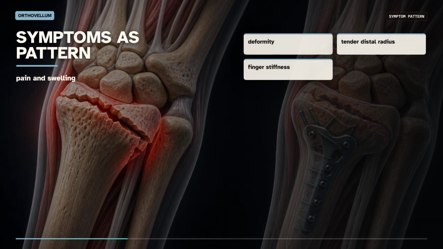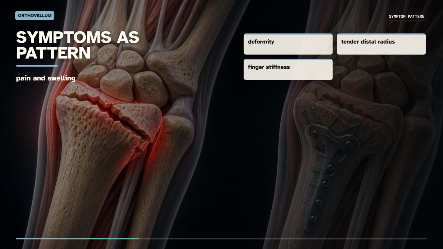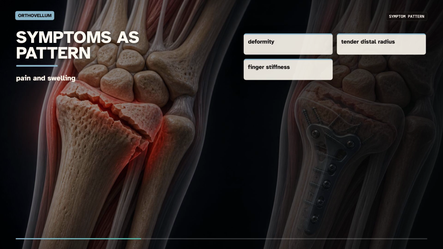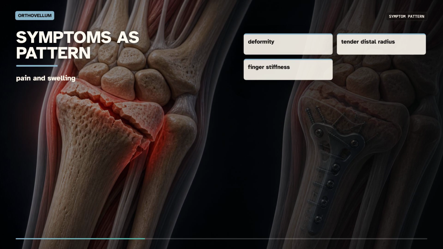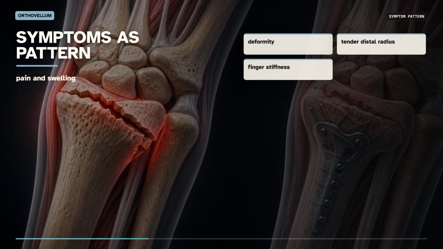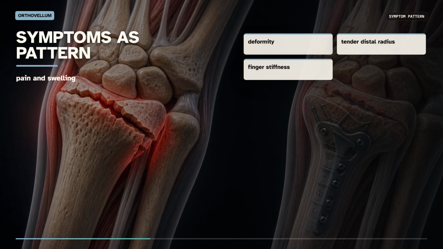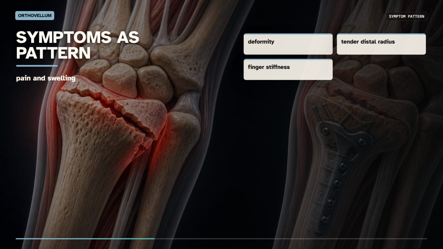The common symptoms cluster around pain and swelling, deformity, tender distal radius, finger stiffness. Symptoms matter most when they form a pattern. One symptom by itself can mislead. A cluster is much more useful. Listen for timing, load, swelling, night pain, mechanical symptoms, and whether the person is losing trust in the limb. Also listen for what the problem has taken away: sleep, walking, work, sport, independence, or confidence.